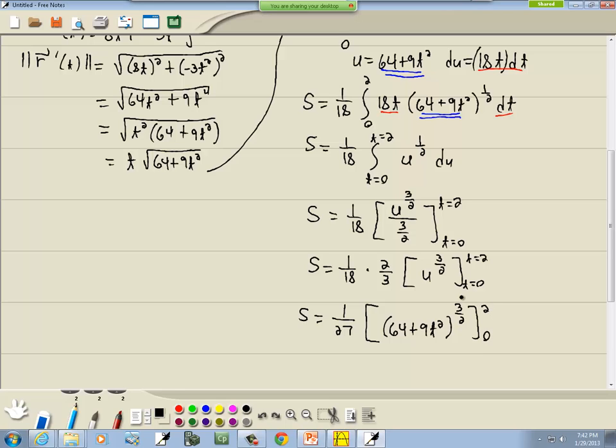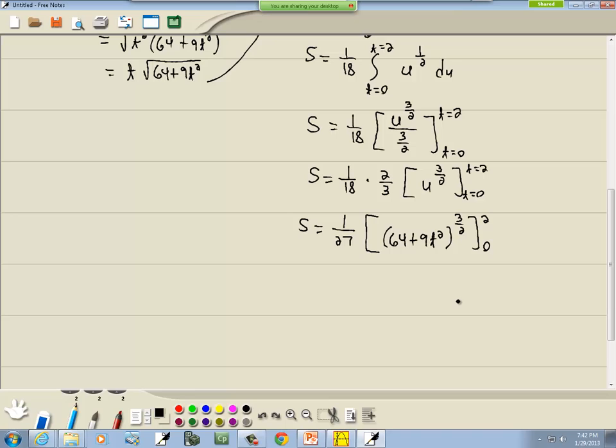Since I put t's back in, I just dropped the t equals part. And now we're ready to plug in our 0 and 2. So let me see. We've got s is equal to 1 over 27, and then I've got 64 plus 9 times 2 squared raised to the 3/2 power minus 64 plus 9 times 0 squared raised to the 3/2 power.